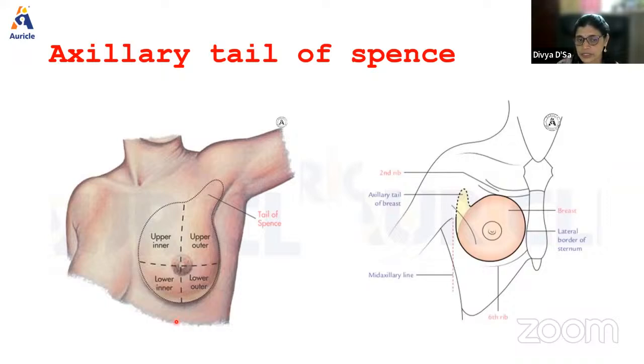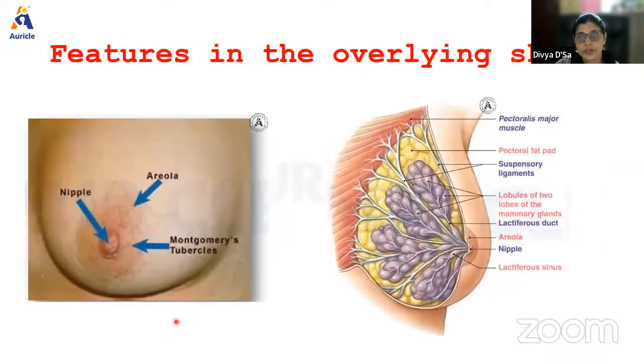So in humans, it just develops in the upper region, whereas in animals, you can see it will be extending from the axilla up to the groin region. So here, the skin of the mammary gland is pigmented, okay, and there is a projection which we call the nipple.